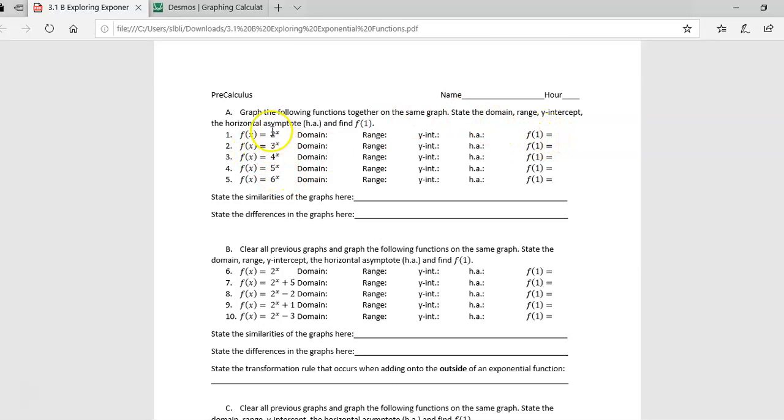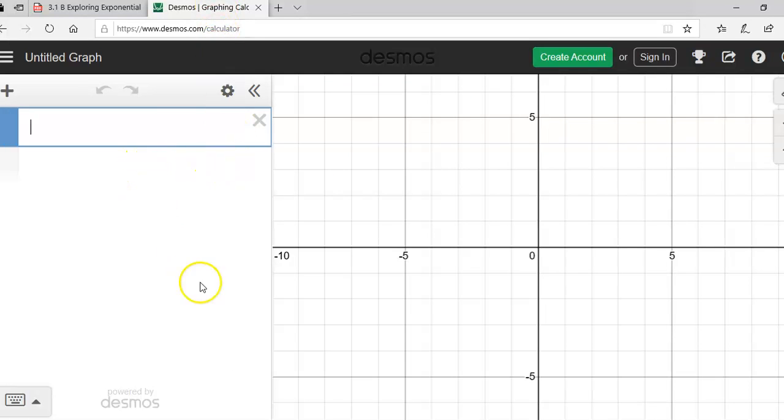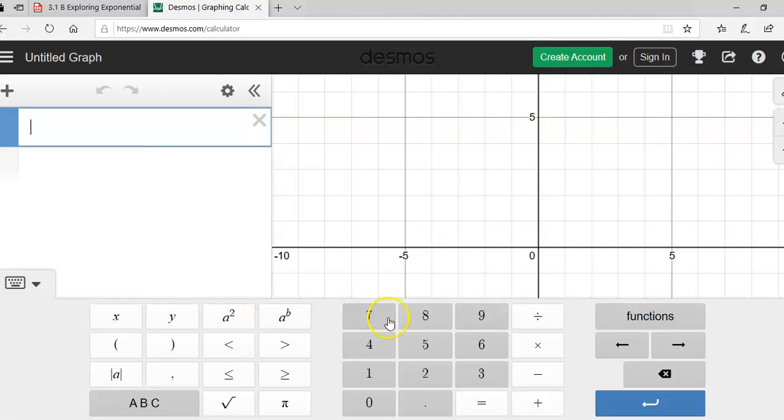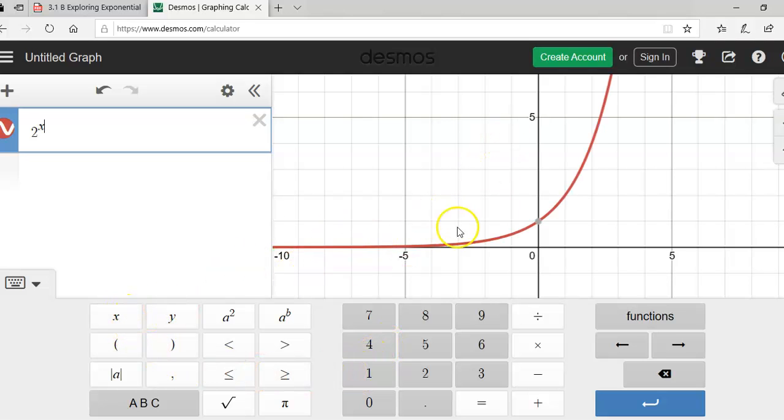So let's put 2 to the x in here. There's a little keyboard down here in the corner, and we can put 2. This little a to the b is going to give us the exponent, and we're raising it to the power of x. So this red graph here is the one we're looking at. This would continue to the left, and this would continue to the right. These would be arrows on the ends. So the domain of this function would go from negative infinity to infinity. The range would go from 0 to infinity.